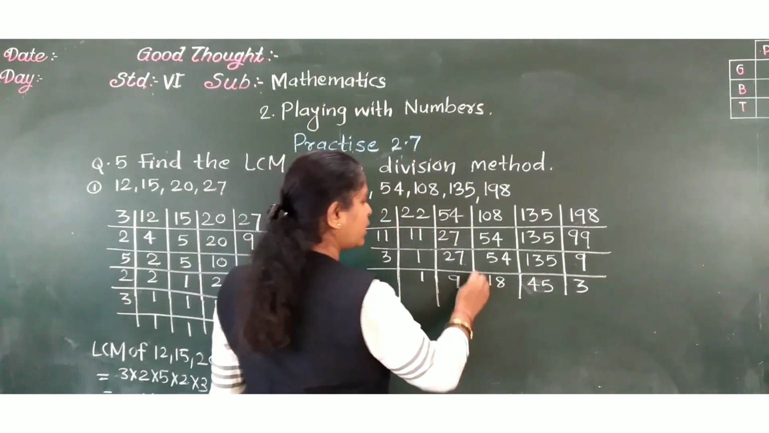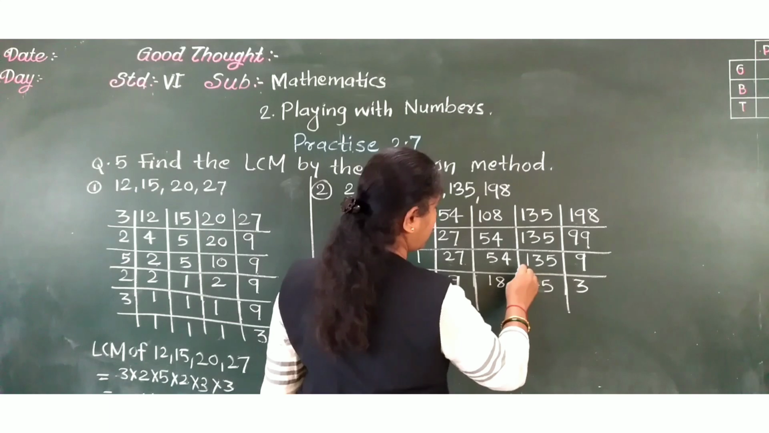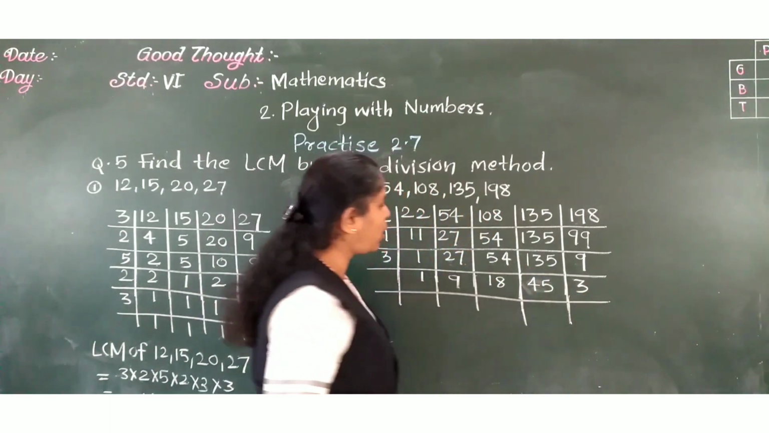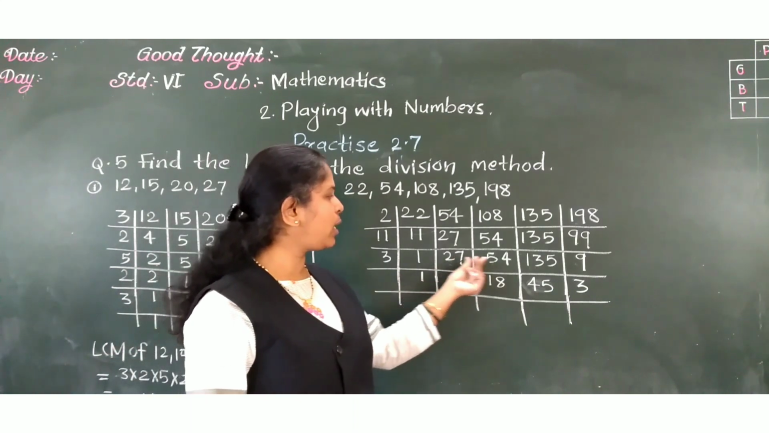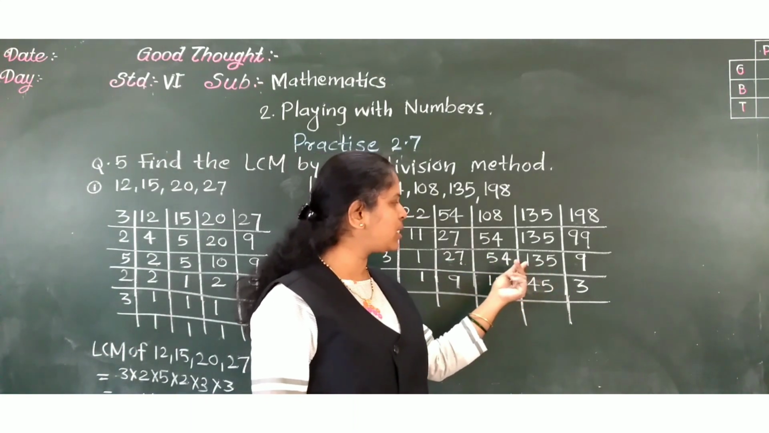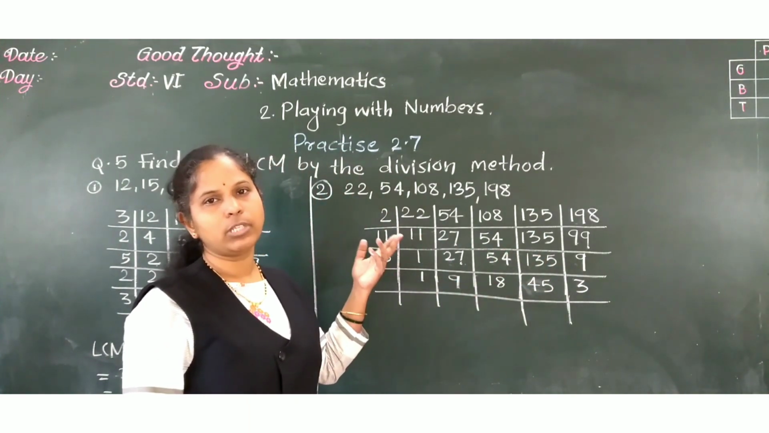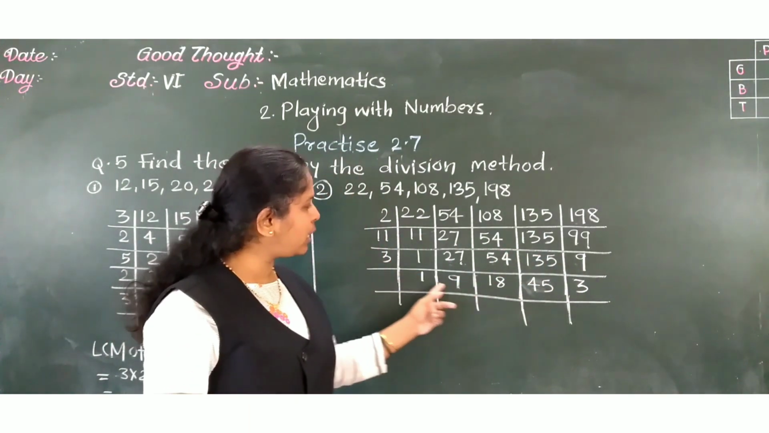Okay. All these numbers are divisible by 3. You know the test for divisibility of 3. What we have to do? We have to add 7 plus 2 is 9, 5 plus 4 is 9, 5 plus 3 plus 8 plus 1 is 9 and 9. Means 9 everywhere. That means 9 is divisible by 3. So divide all the numbers by 3.